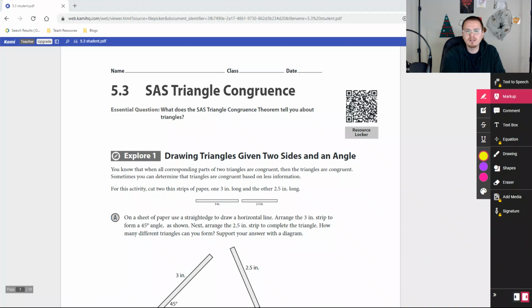So we have the essential question: what does the SAS triangle congruence theorem tell you about triangles? It tells you that if you have two sides and the included angle, so we just did ASA, now we have kind of the opposite, two sides with the angle in between. If those are congruent to two sides and the included angle of another triangle, then the two triangles are congruent.